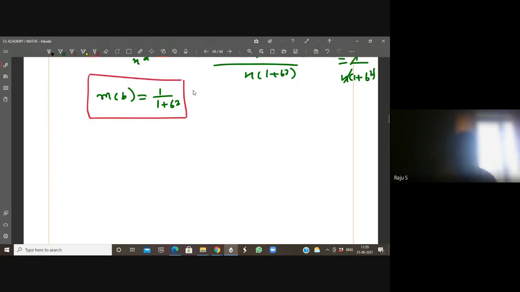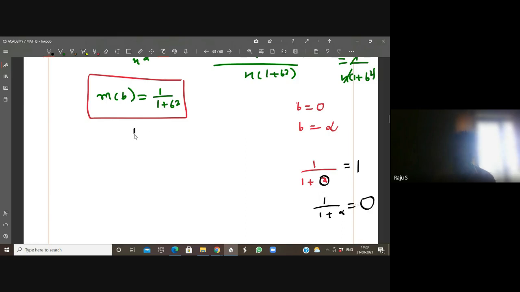Now here the question is, what is the range of m of b? Range, students: you have to remember that whenever it is a reciprocal function, you should substitute b equal to 0 and b equal to infinity. Not only this, for any reciprocal function, you may substitute 0 and infinity. For example, 1 by 1 plus x. When I substitute x equal to 0, what is the value? 1. When I substitute x equal to infinity, what is the value? Something by infinity is 0.